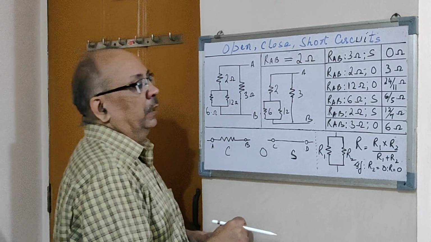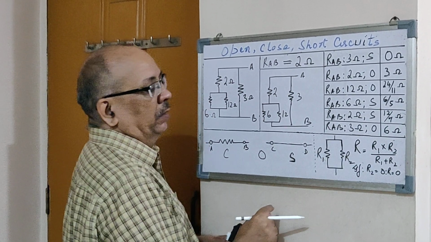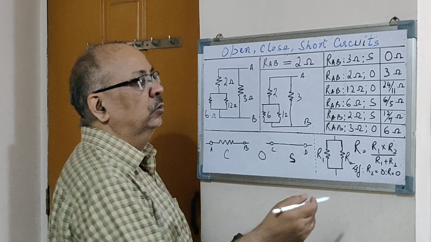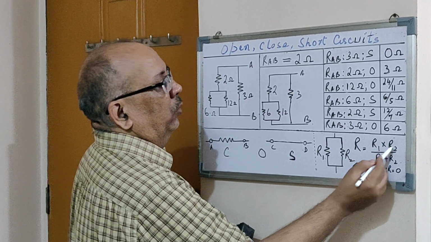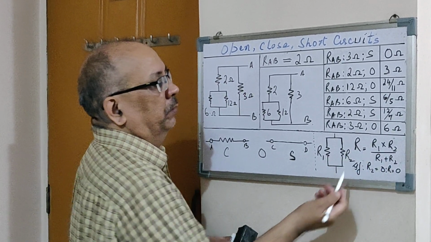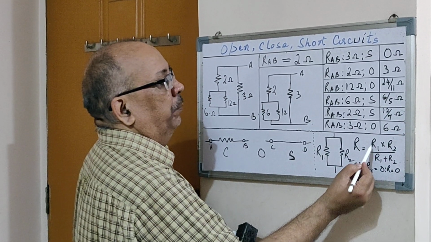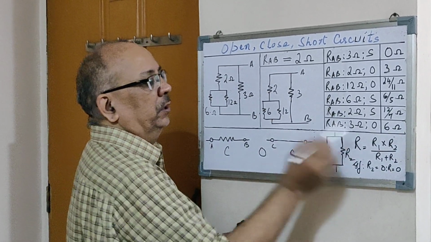There is also one fundamental concept which you should know: when R1 and R2 are connected in parallel, rather than using the formula 1 upon R equals 1 upon R1 plus 1 upon R2, you can use a simple straight formula, R equals R1 into R2 upon R1 plus R2. Anyway, the formula comes out to be the same. So whenever two resistances are in parallel, we multiply them and divide by the summation. That gives you the equivalent.